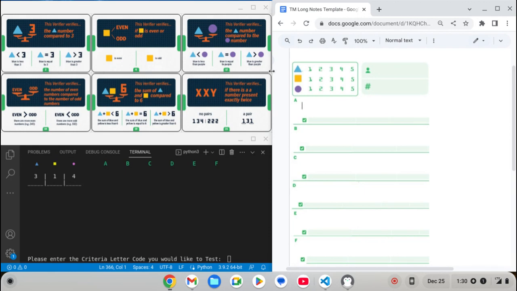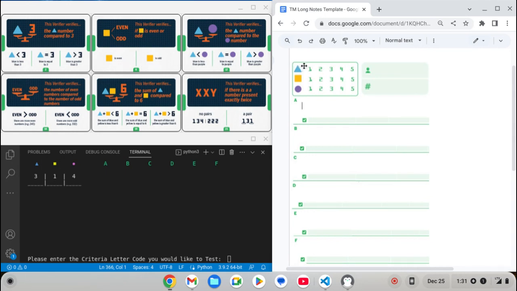Criteria card A takes a look at our first digit, the triangle digit, and the Turing Machine compares it to the number 3. So should the value of triangle be less than 3? Should it be equal to 3? Or should the value of triangle be greater than 3? Criteria card B will take a look at our middle digit, the square digit, and the Turing Machine will let us know whether it's an even digit or an odd digit.